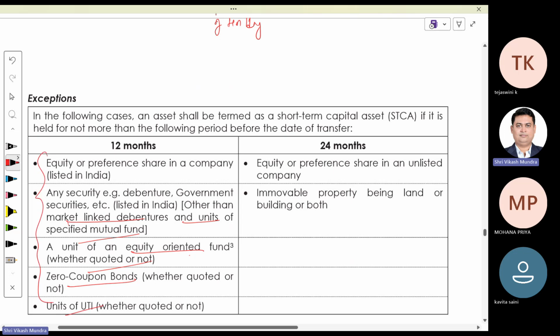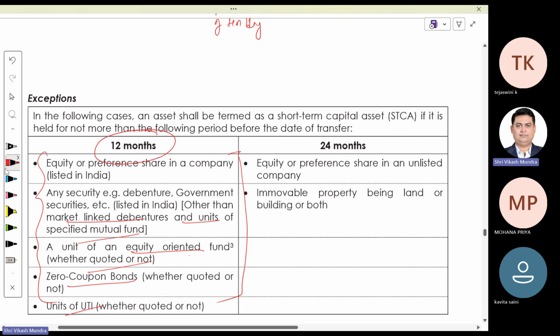For these financial assets, in determining whether my asset is long-term or short-term, we should consider a period of holding of 12 months as the benchmark. If the period of holding for these assets exceeds 12 months, that would be considered my long-term capital asset. Otherwise, it would be considered a short-term capital asset. Is it clear?